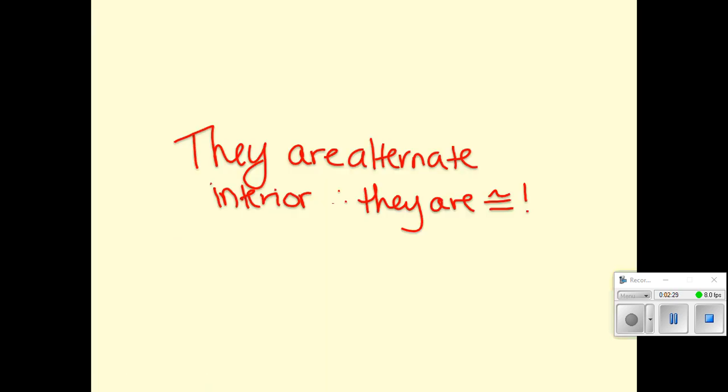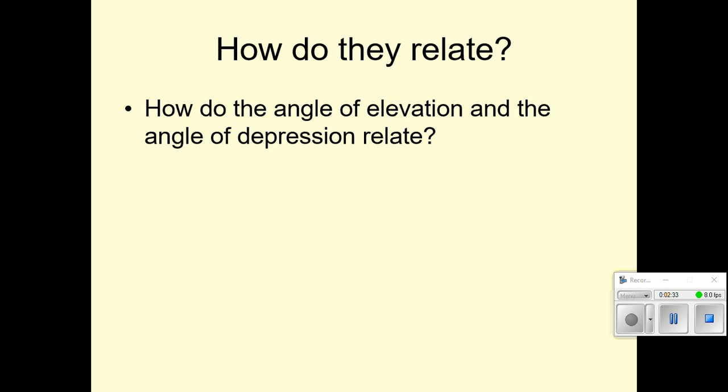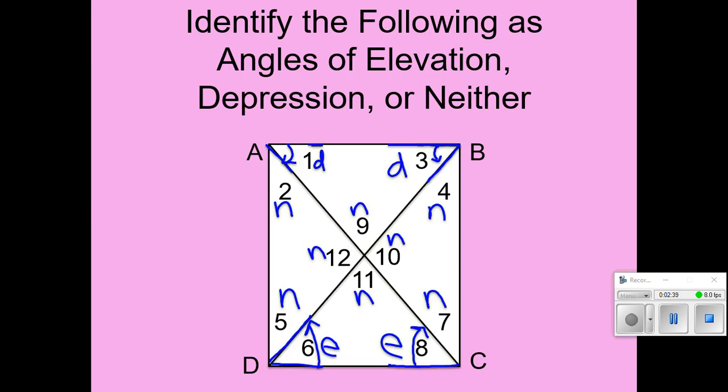So they are alternate interior angles. Actually, they are congruent. So how do they relate? How do the angle of elevation and the angle of depression relate?